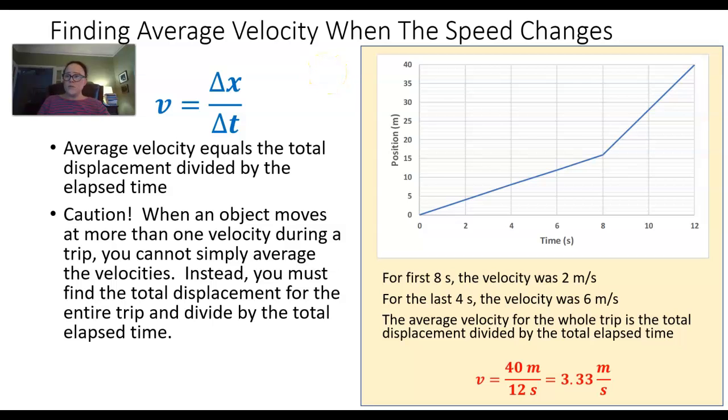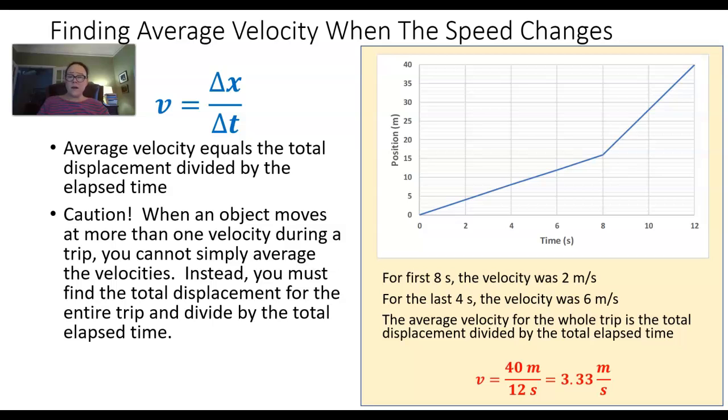So this is a trip in 2 parts. For the first 8 seconds, the velocity of the object was 2 meters per second. For the last 4 seconds, the velocity was 6 meters per second. So if we wanted to know the average velocity for this entire trip, we cannot add the 2 plus the 6 and divide by 2. That would give us 4 meters per second, and that's not actually the average velocity of this object.